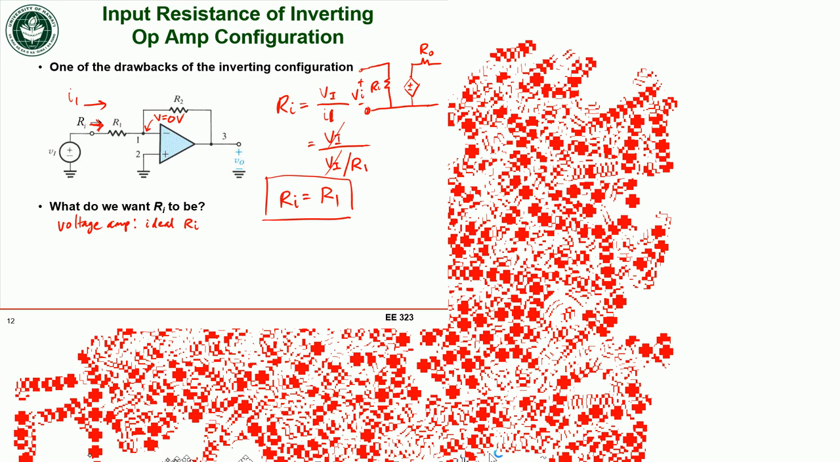So I want my input voltage to be as large as possible, no matter what I have connected up to the left of that. What if RII is 0? What's my input voltage?